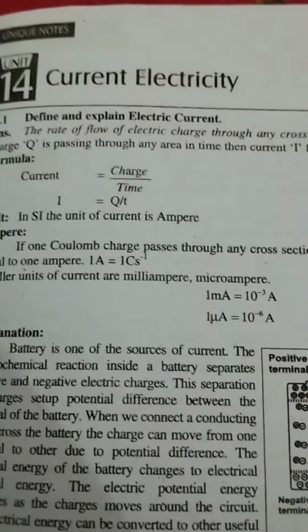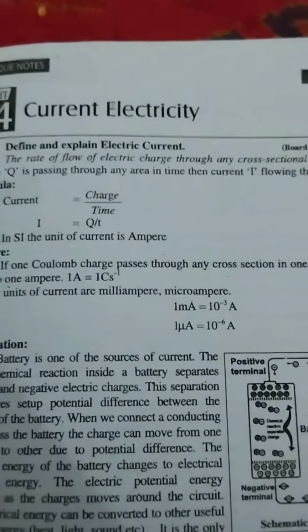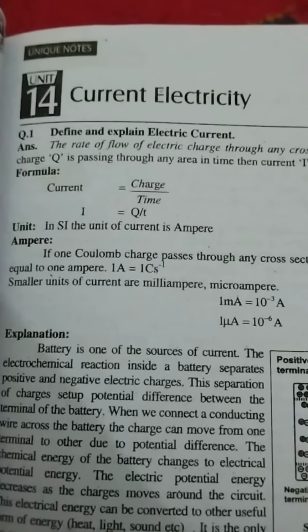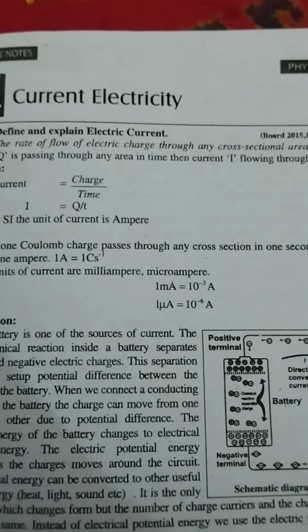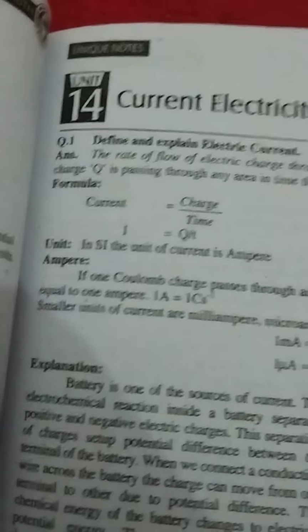Today I will tell you about current electricity. Define and explain electric current. The rate of flow of electric charge through any cross-sectional area is called current. If a charge Q passes through any area in time t, then the current flowing through it is given by the formula I = Q/t. The SI unit of current is the ampere.